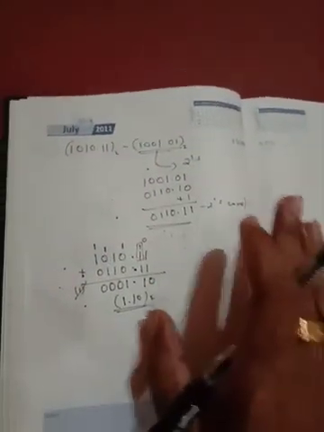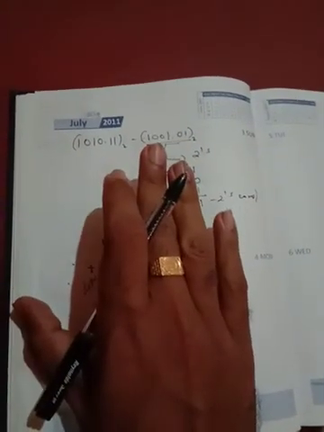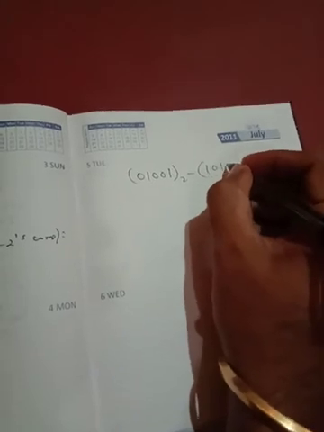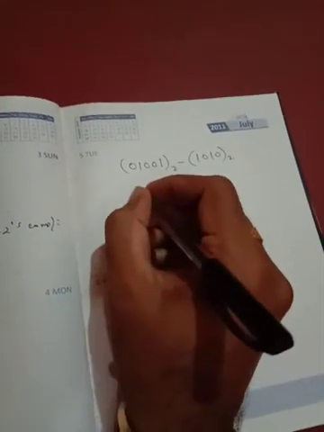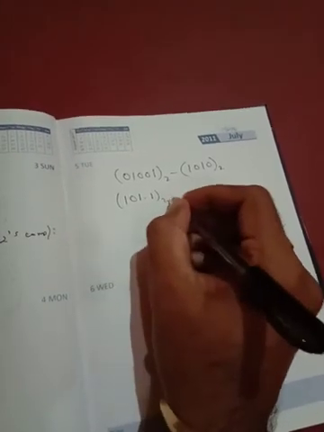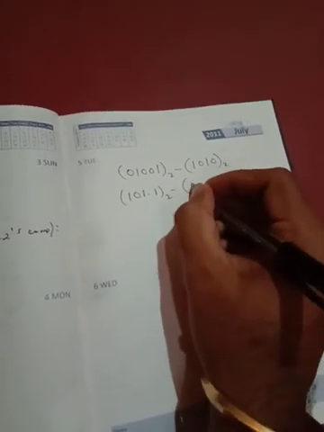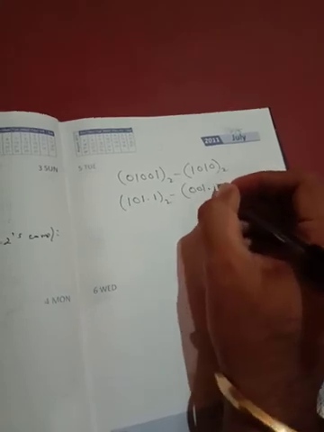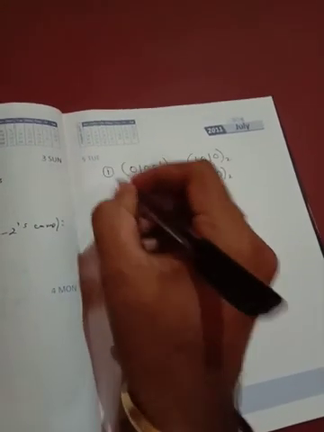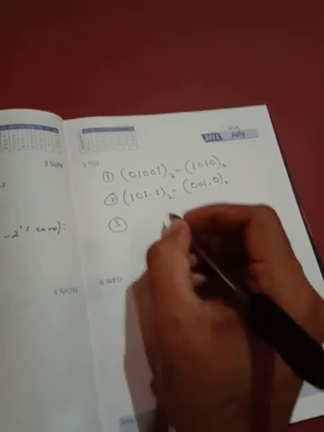So take your own examples and try to solve them. If you want me to give some, I can give, I don't have any issue. So if you want, you can take down 0100.1 minus, say for example, 1010. Try to solve this, and 101.1, say for example, minus 001.0, or take one more.